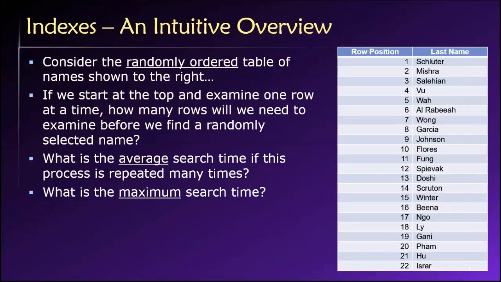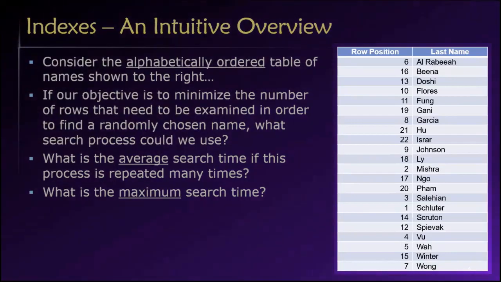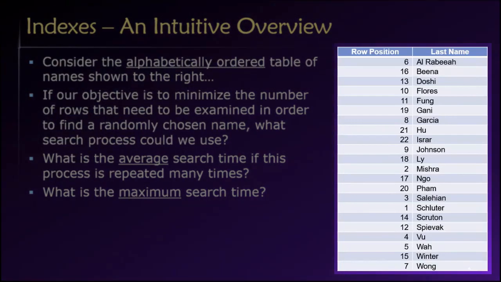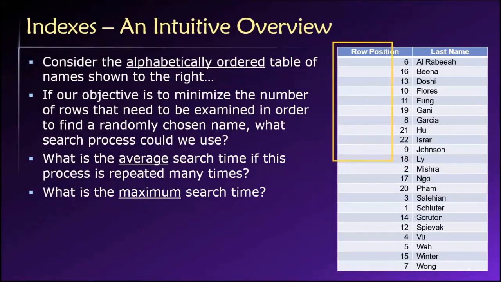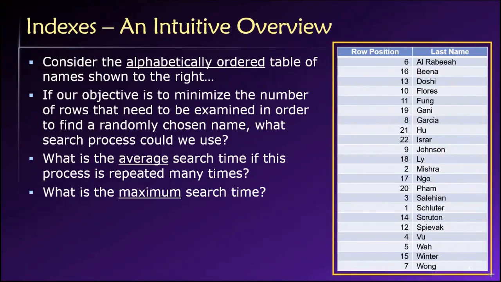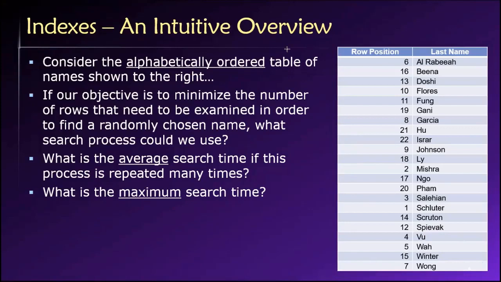So let's take a look then at this table of data now over here on the right side. In this table of data, you can see we have the same information as before, right? The row position, which is the location of that employee in the table, and then we have the last names. But what we've done here is one additional thing. You can see these last names are alphabetically ordered. So we all know the rules of how to alphabetize something, and that's what's going on here.